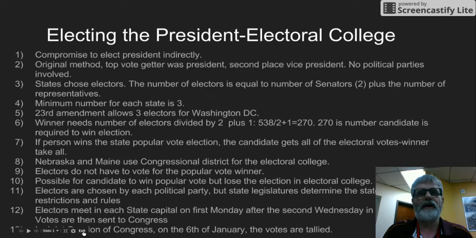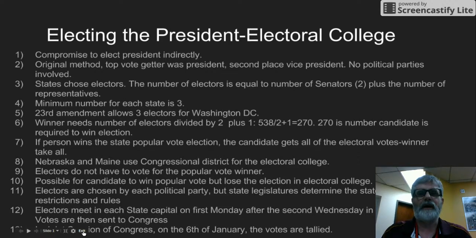There are some ways to actually improve the Electoral College. One is to do the congressional district. One is do proportional instead of winner take all. That would mean if you win 60% of the vote, you get 60% of that state's electoral college votes. If you get 40% of the popular vote, you get 40% of the electoral votes. Other people say, let's just get rid of the Electoral College and just go to direct voting.